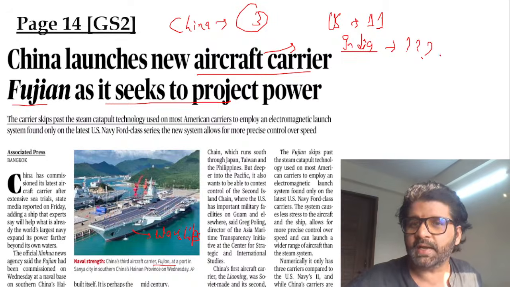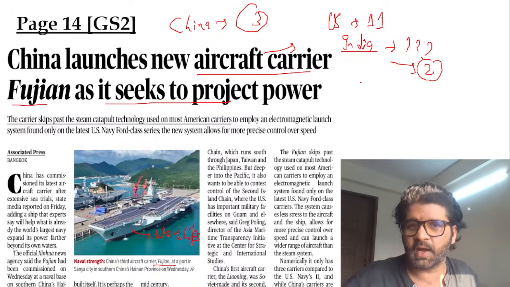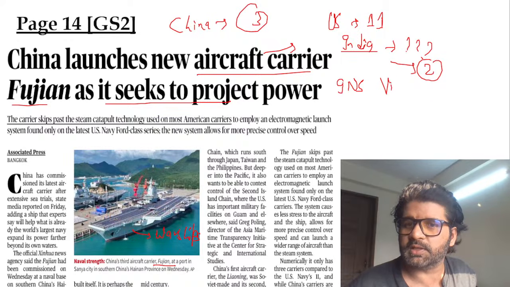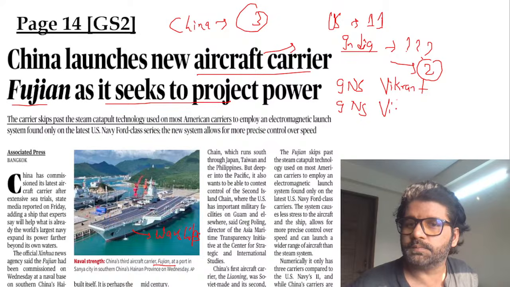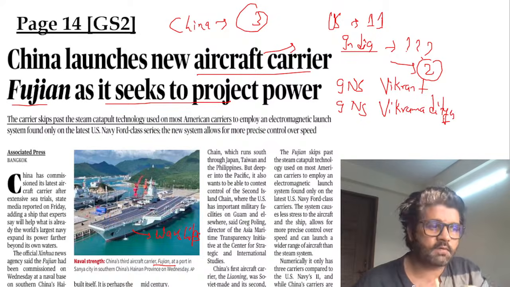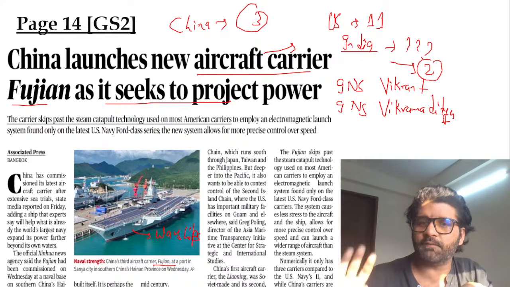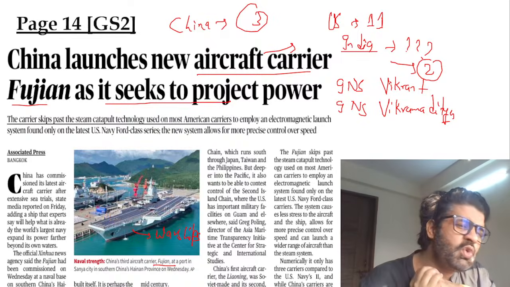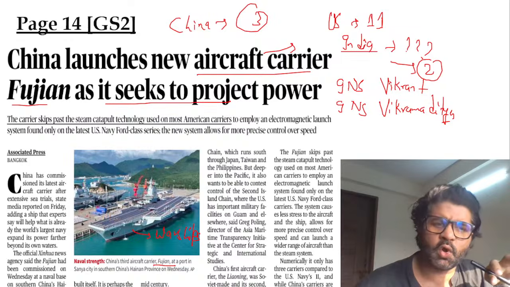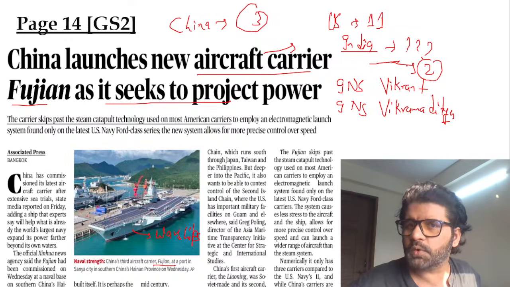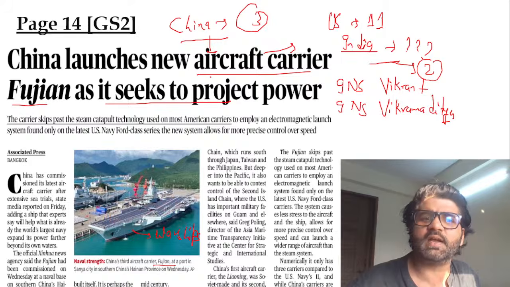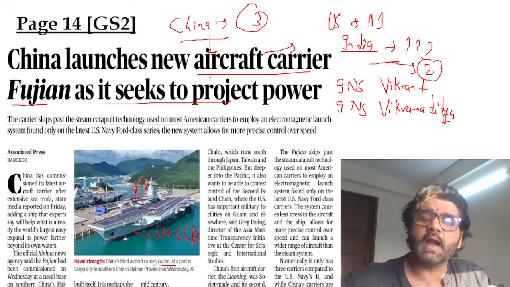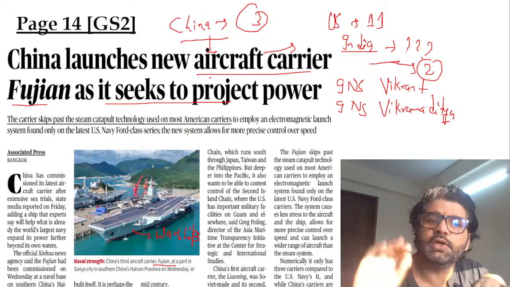So China has 3, India has 2 aircraft carriers, INS Vikrant and INS Vikramaditya, and we are planning for more. Remember these. Aircraft carriers are a very important part of defense preparedness. Although China has 3, we have 2, US has 11, there is no competition with the US at all because our aircraft carriers, especially China's, are conventionally powered. On the other hand, US aircraft carriers are nuclear powered.